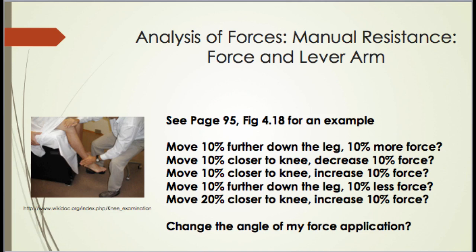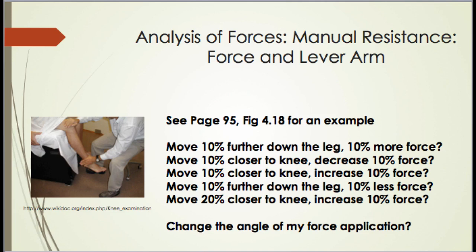How about moving closer to the knee and decreasing by 10%? Same rate. Move closer to the knee, decreasing the force by 10%. What would happen? How about moving 10% closer to the knee and increasing the force by 10%? What would happen? How about moving 10% further down the leg with 10% less force? And finally, how about moving 20% closer to the leg and increasing the force by 10%? Those should be easily answered.